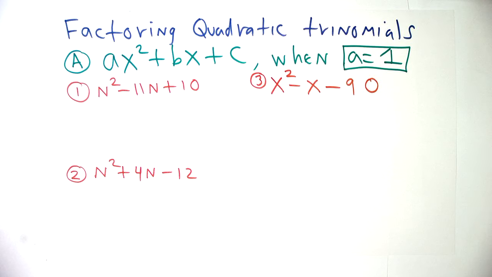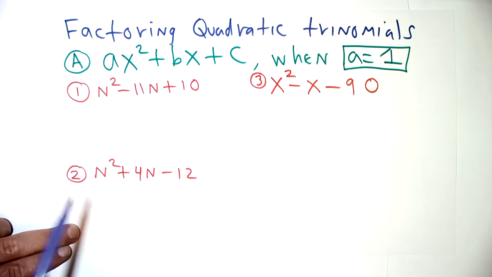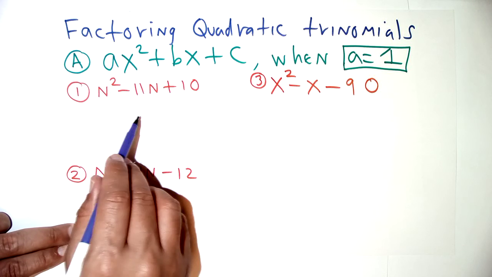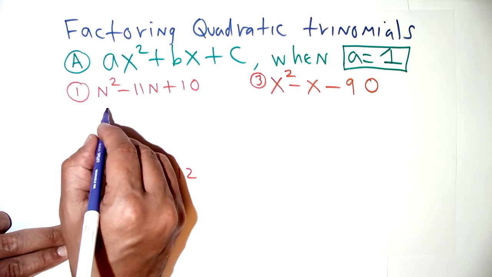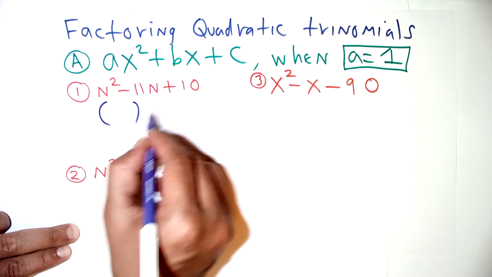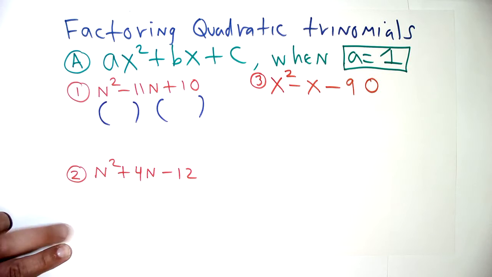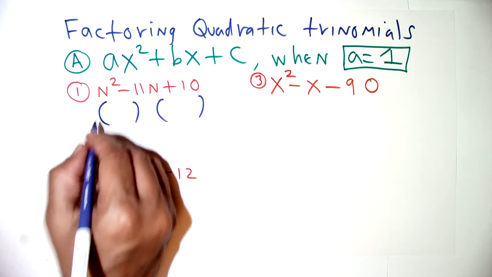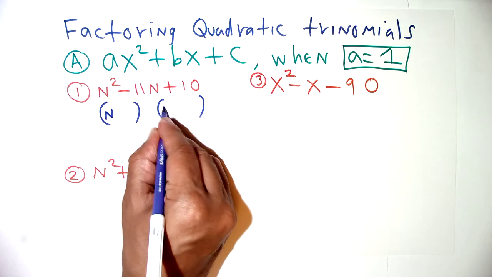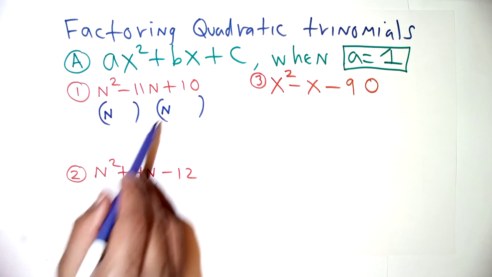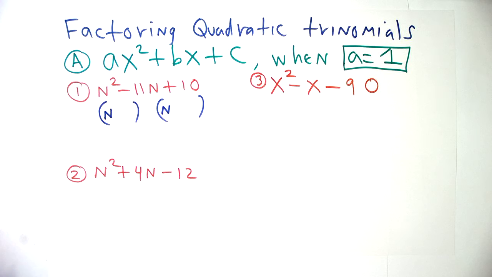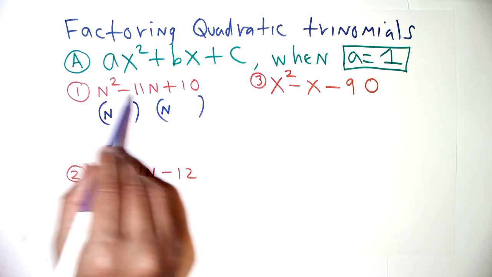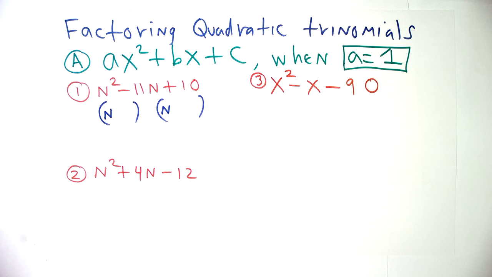So that's the first thing that I'm going to do here. All right, so follow this. Number one, before we get into any numbers, the first thing you're going to do when factoring a quadratic trinomial is automatically open two parentheses. The second thing is the variable that you use, in this case n. Write n in the first parenthesis, and then n in the second one too. So again, open two parentheses, and whatever variable you're using, you write it down in each parenthesis.